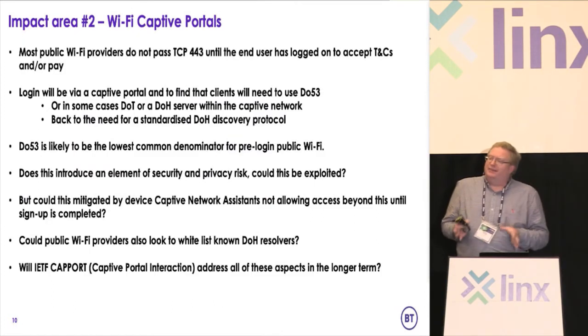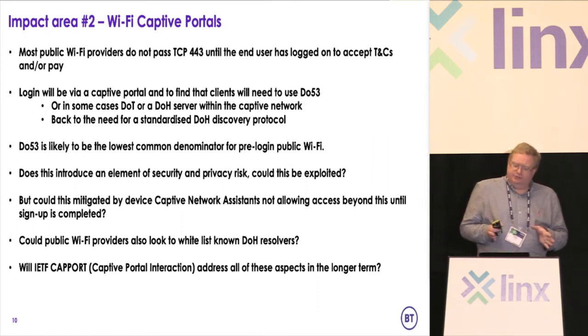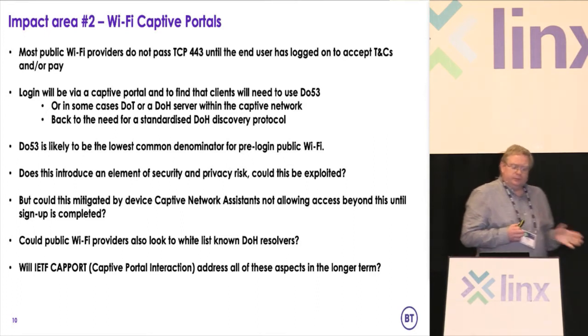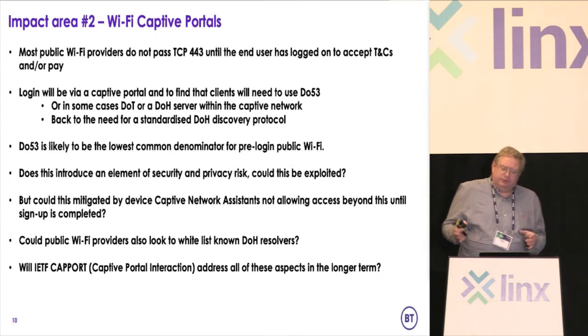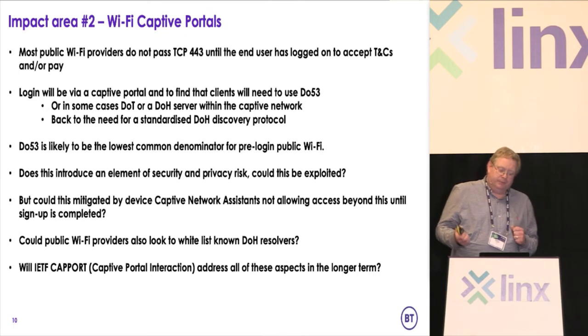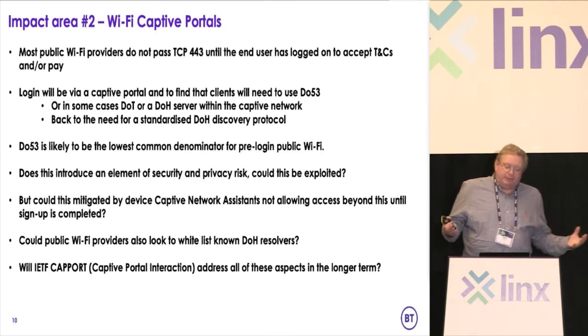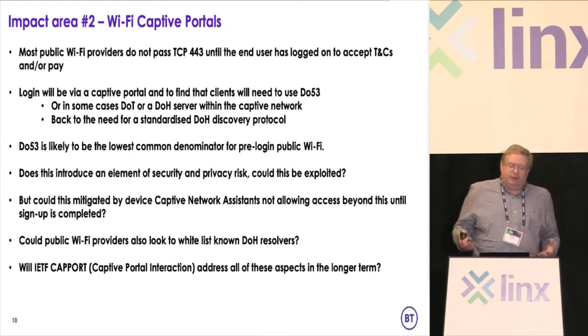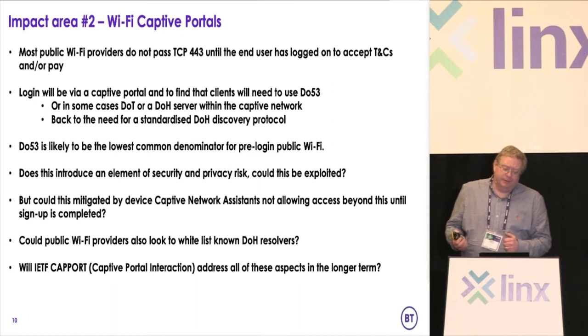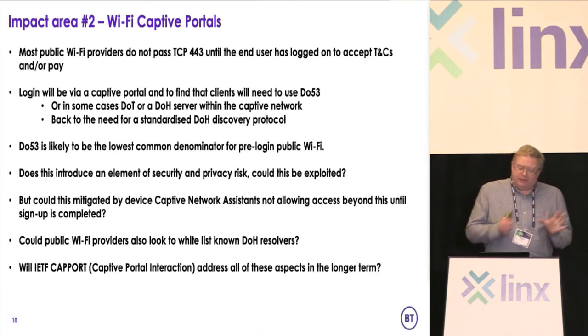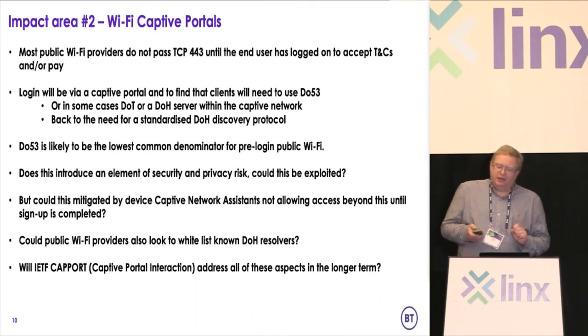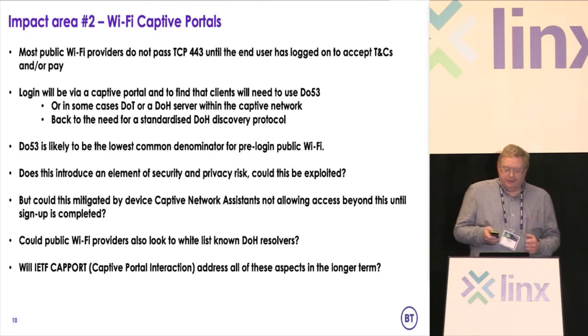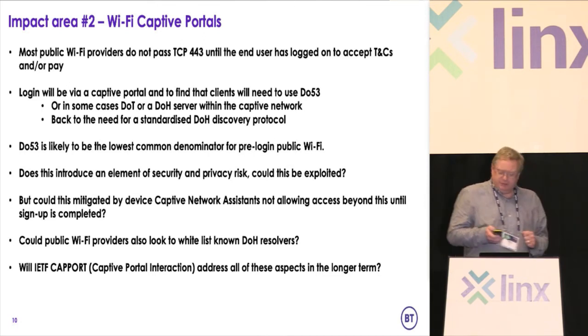The second impact area is Wi-Fi captive portals. Many Wi-Fi captive portals rely on customers using DNS over 53 at the moment. So does this open up a security gap? Can the captive network systems aid this by not allowing any access beyond this until the sign-up is completed? And we are hoping that a lot of these issues will be addressed by the IETF Capport group, but it's an impact area that people should be considering.